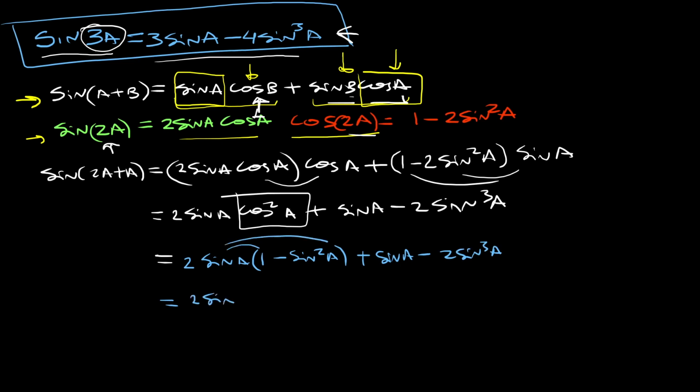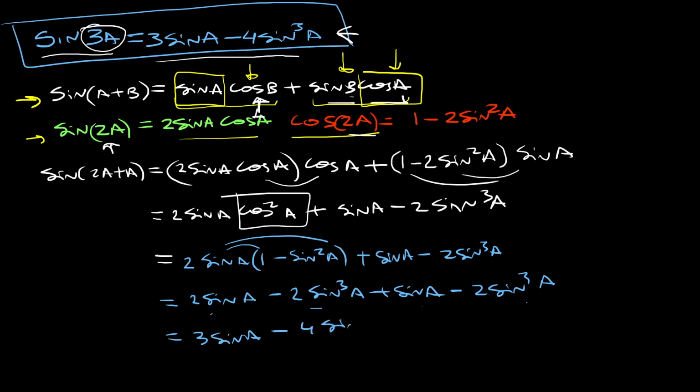So if we keep going, let's just distribute these two. So we have 2 sine a minus 2 sine cubed a plus sine a minus 2 sine cubed a. And we have these two, so we can aggregate them. And we have this one that we can aggregate as well. So this is 3 sine a minus 4 sine cubed a.